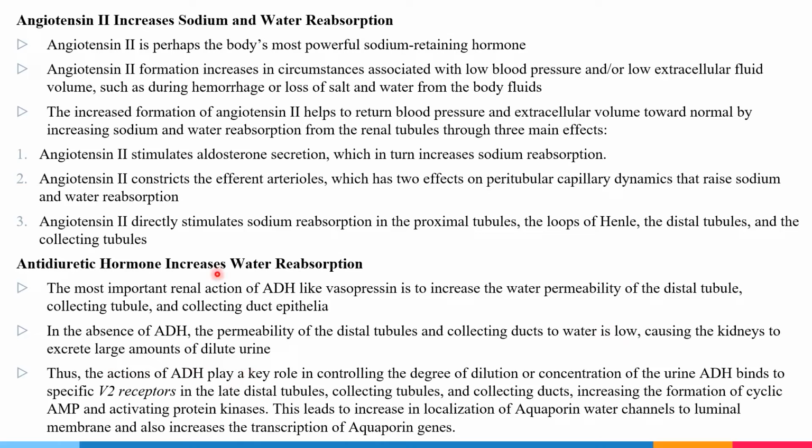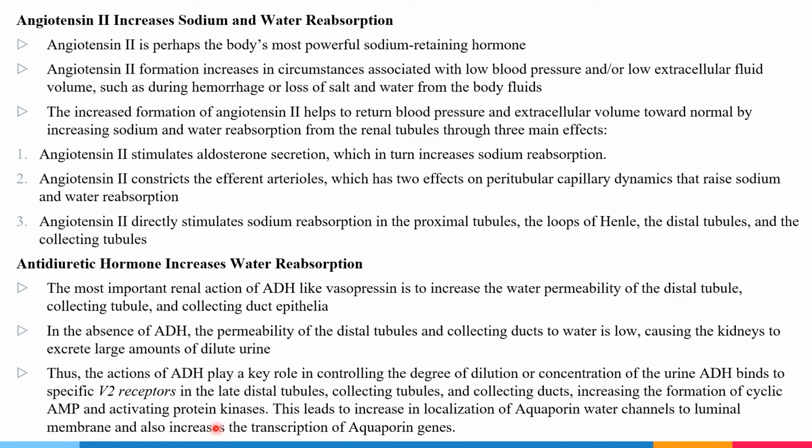So when the amount of ADH is low, large amounts of water are excreted, and thus this creates a dilute urine which has a larger volume. Thus, the action of ADH plays a key role in controlling the degree of dilution or concentration of urine. ADH binds to specific V2 receptors in the late distal tubules, collecting tubules, and collecting duct, increasing the formation of cyclic AMP and activating protein kinases.